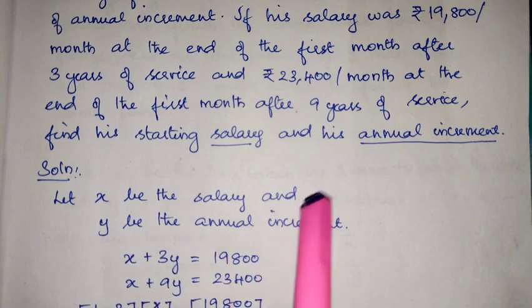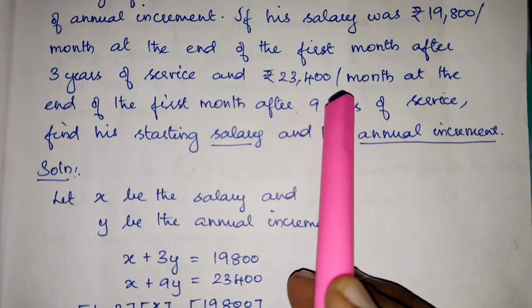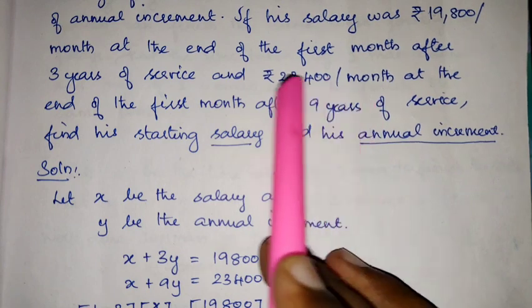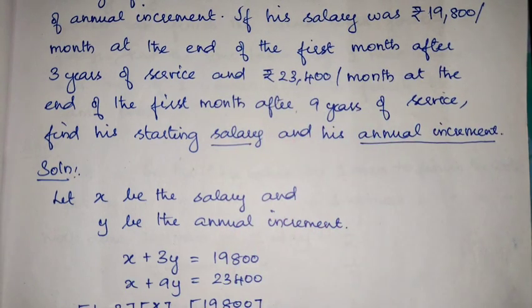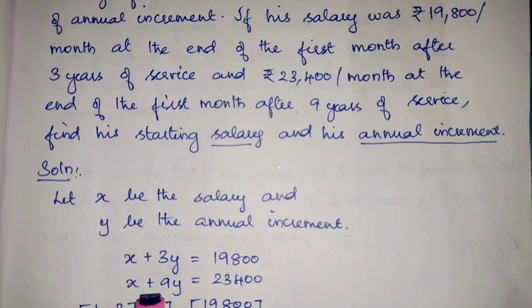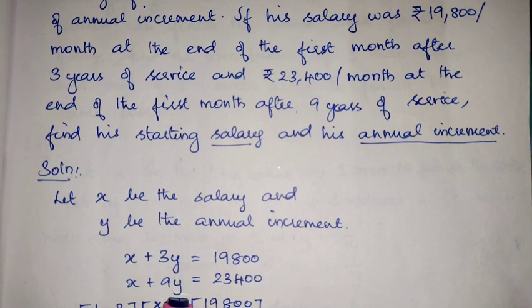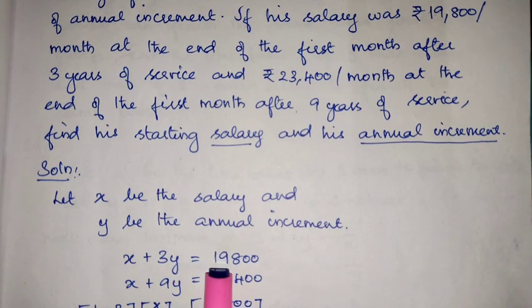Now the second information, the same way: he is getting rupees 23,400 after the completion of 9 years of service. So again here also, the starting salary plus 9 years of his annual increment gives rupees 23,400. So using the two equations we have to solve it.